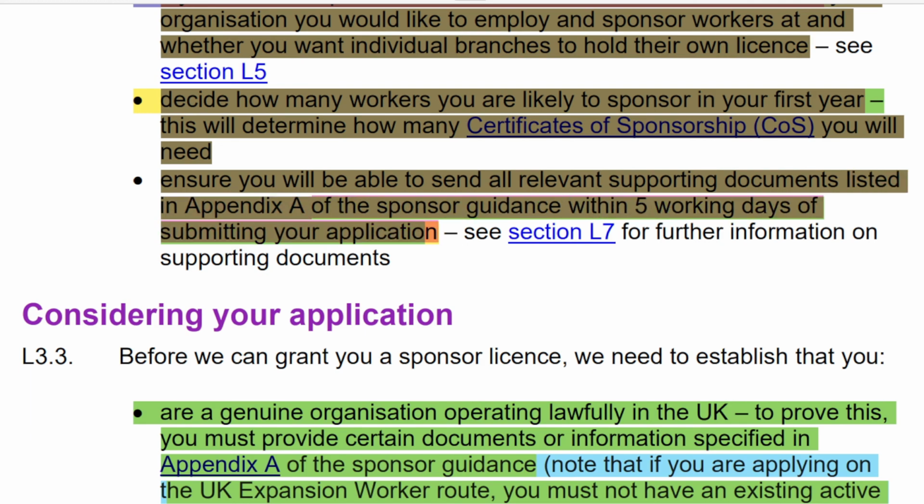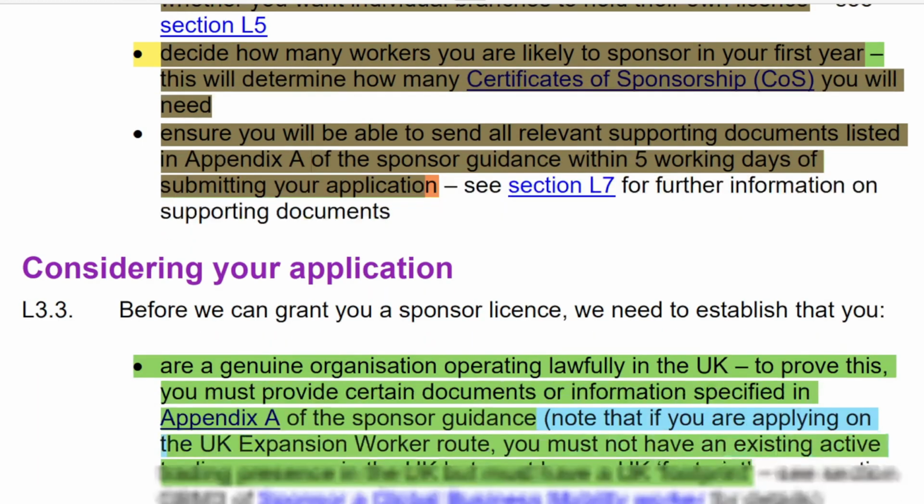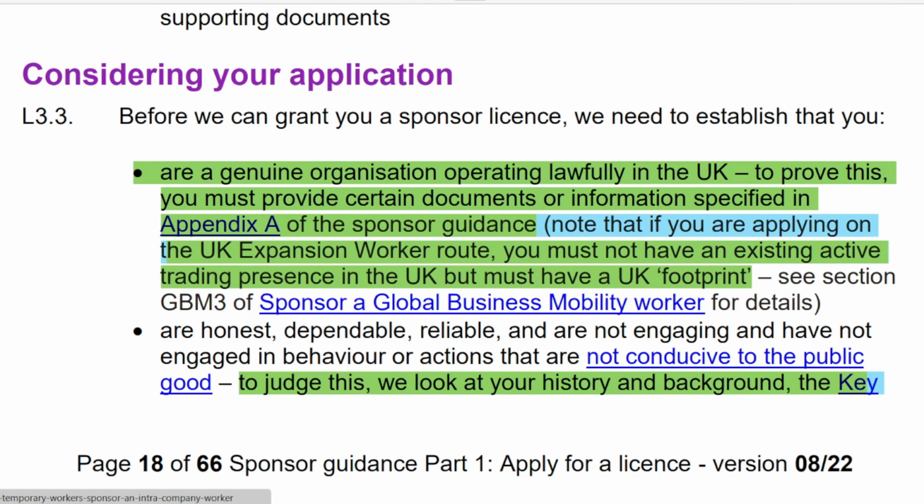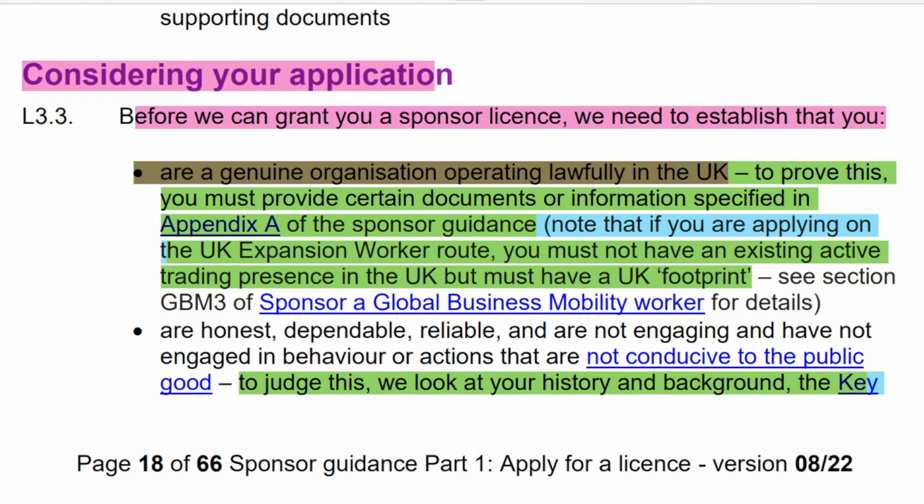Within 5 working days of your application. This is one of the most important things you need to understand. If you apply for your license today, you need to send all the documents within 5 working days. Otherwise, you will lose your fees. It will just go to the bin. So you need to apply and then you need to provide the documents within 5 working days.